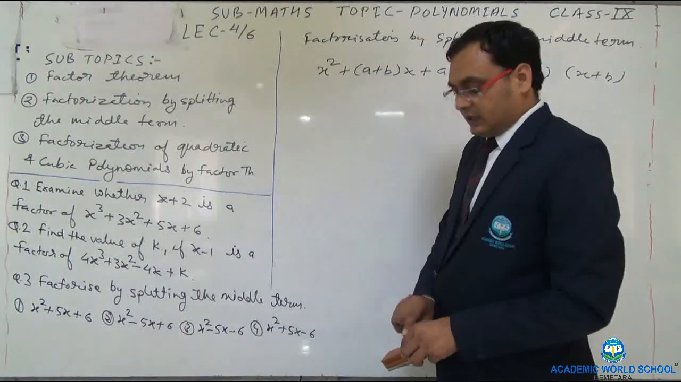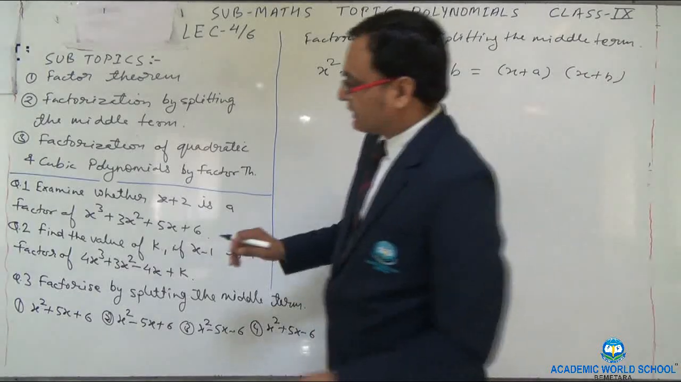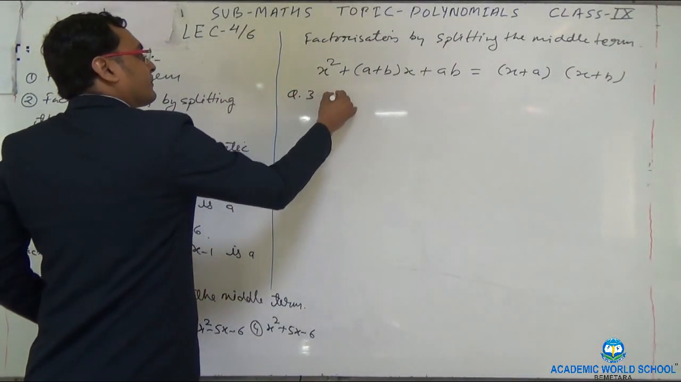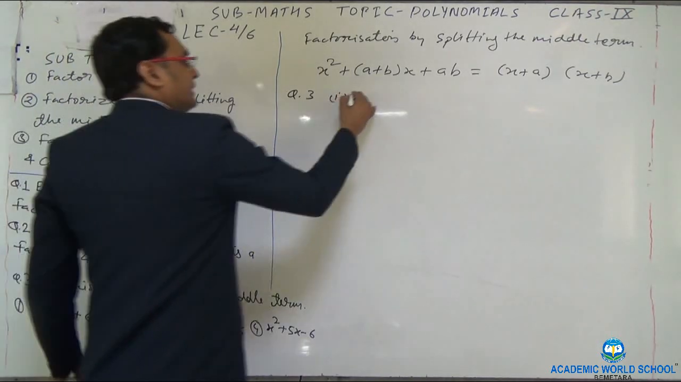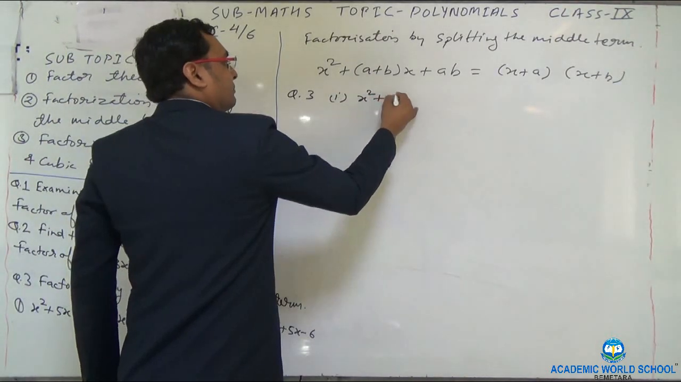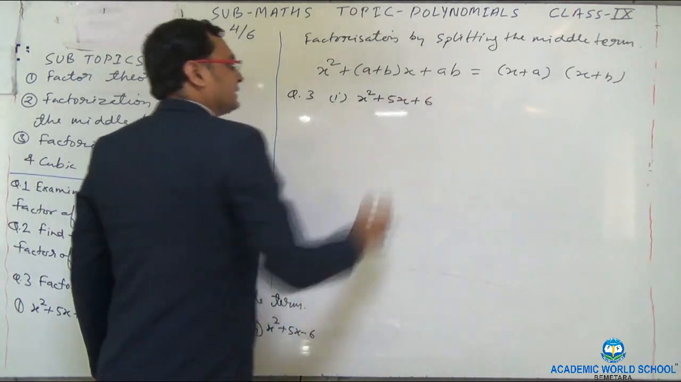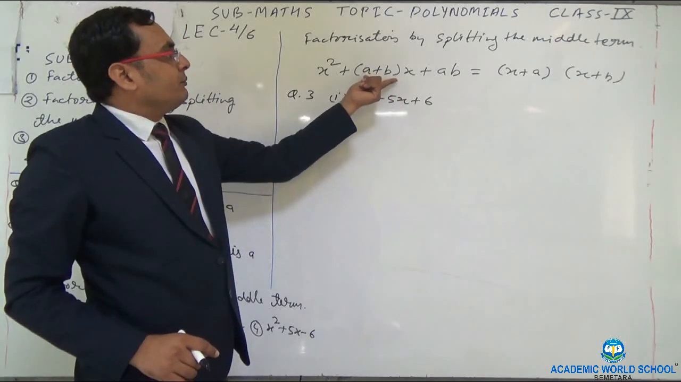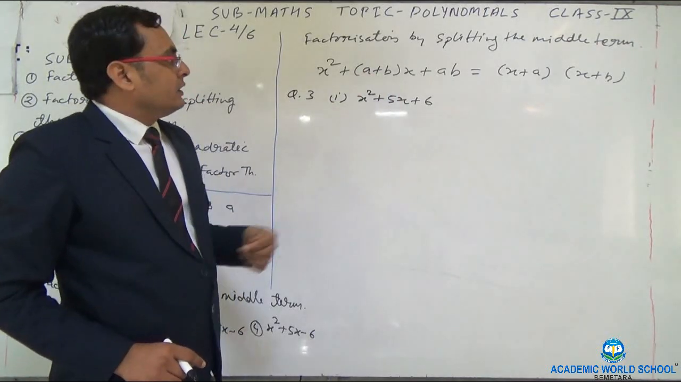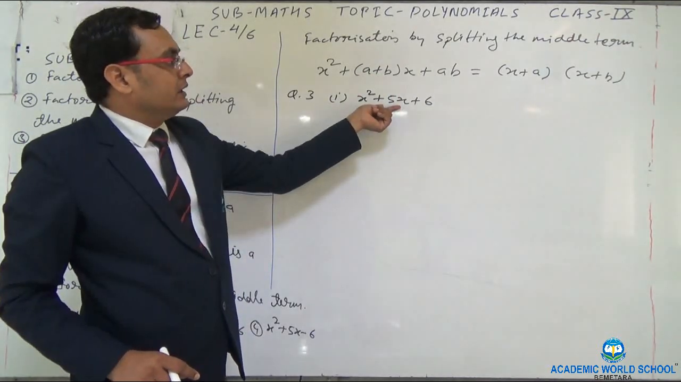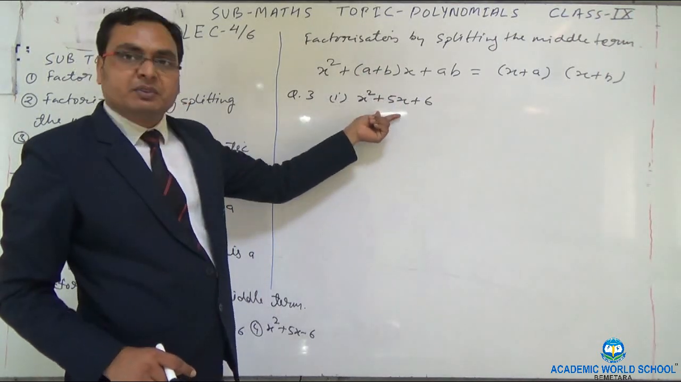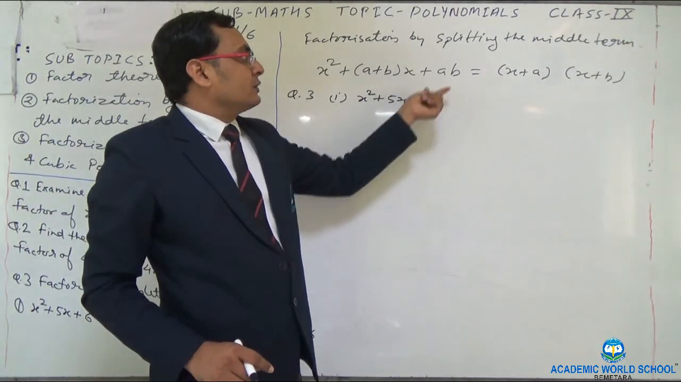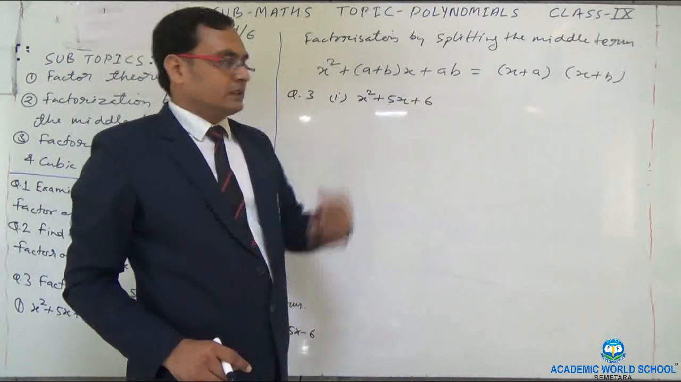Now, first example, we will understand this x square plus 5x plus 6. Question 3. First, we have to factorize this x square plus 5x plus 6. Now, in this example, if you compare with this identity, look here, the middle term is 5. So the value of a plus b must be 5. And what is the constant term? Constant term is 6. So a into b must be 6.